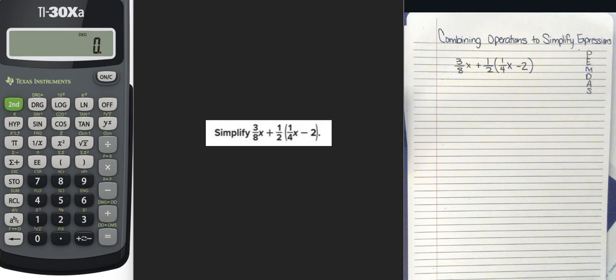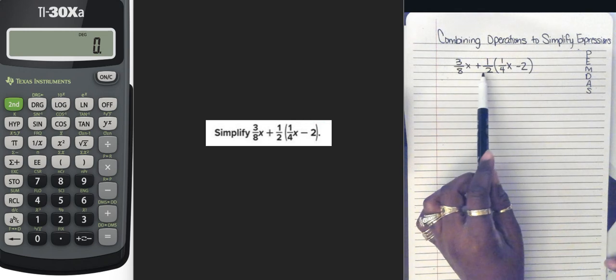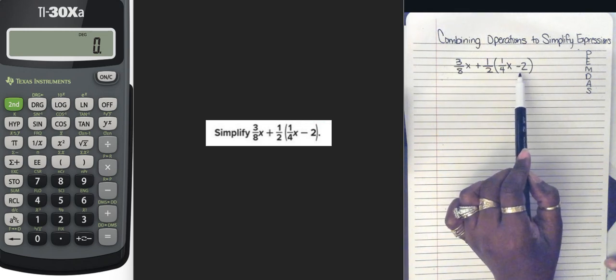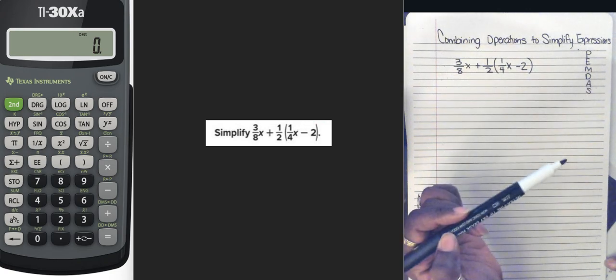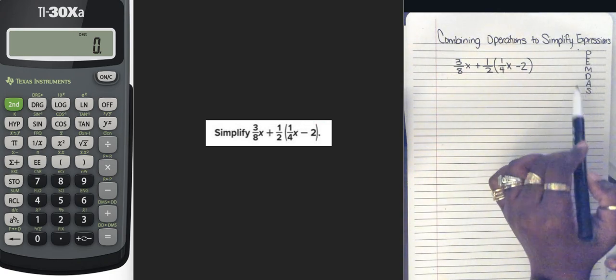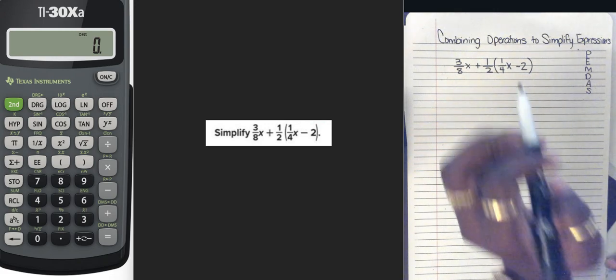All right, so we are working on another problem where we're going to use multiple operations to simplify our expression. So we have 3/8 x plus 1/2 times 1/4 x minus 2. Remember, we're going to use PEMDAS as we work through this problem. And the first thing that we need to do is take everything out of the parentheses, okay?